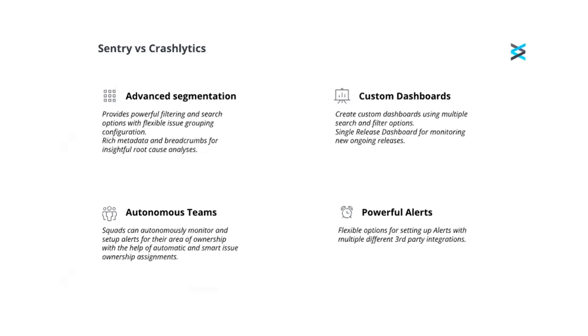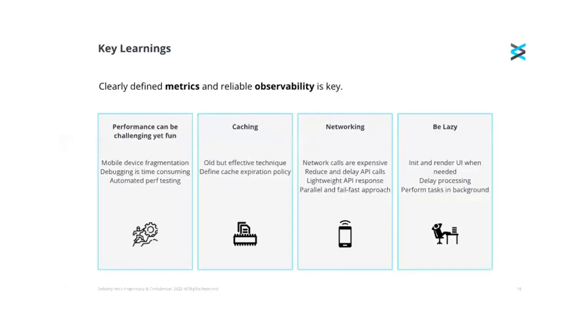So at the end, I would just like to mention a few key learnings. The top one I would separate here is that we need clearly defined metrics, and reliable observability is key, so that we can understand the performance behavior of users on production data. But at the same time, performance can be challenging, yet also fun. On Android, this also comes from, as I mentioned earlier, the very fragmented device set. We need to understand in which markets our apps are used, and adapt accordingly.